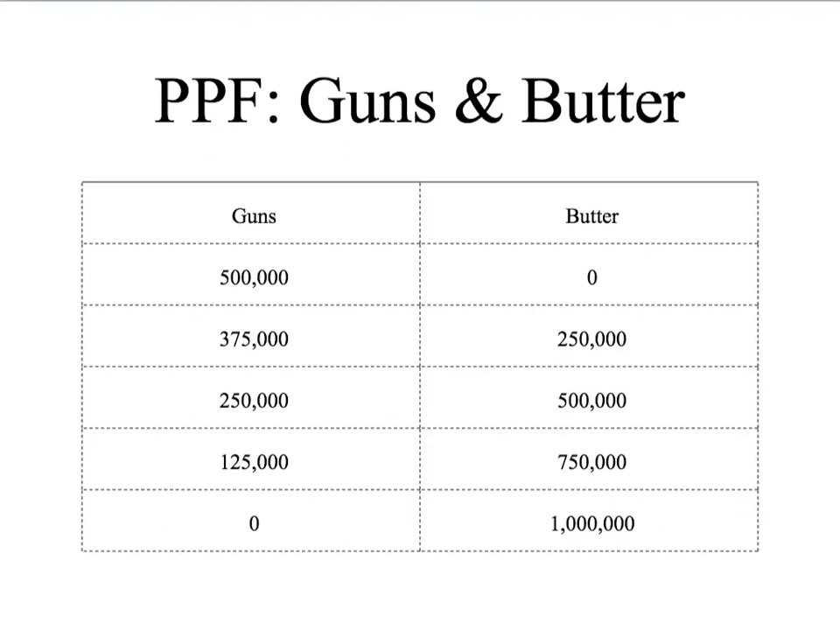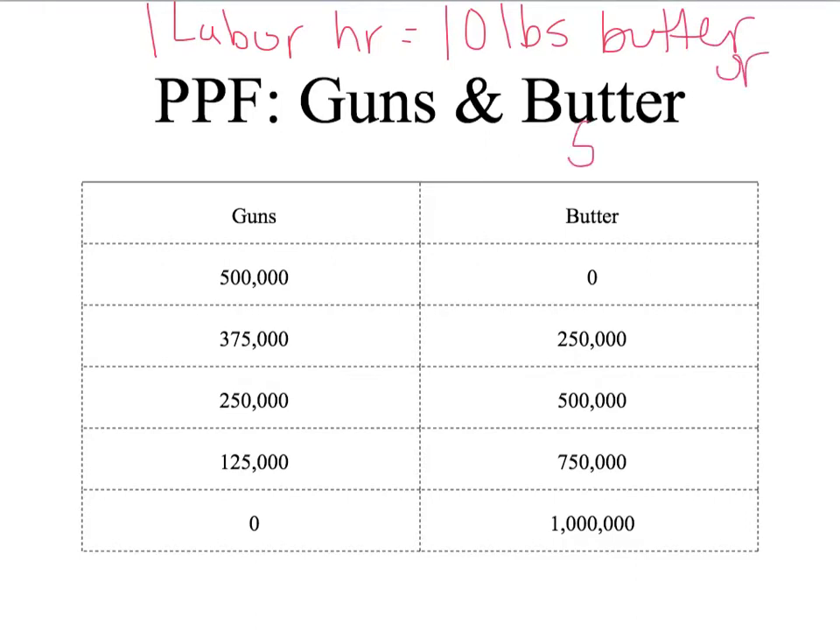Okay, so with our labor hours, we can produce all guns and no butter. In this case, remember that 1 labor hour produces 10 pounds of butter or 5 guns. So here, if we use all our labor hours to produce guns, then we can produce 500,000 guns, and that's the 100,000 labor hours times 5, and since we used all the labor hours for guns, we have none left over for butter, all right.